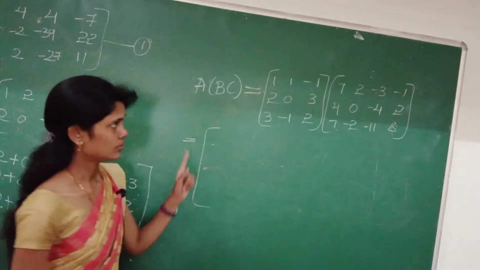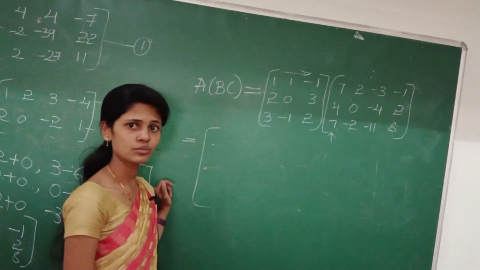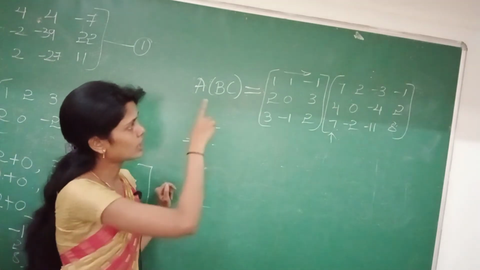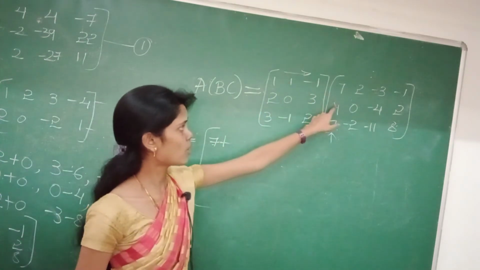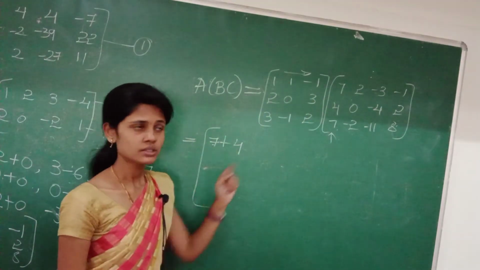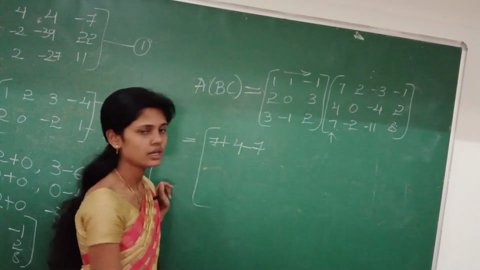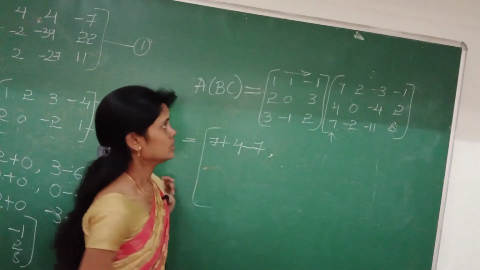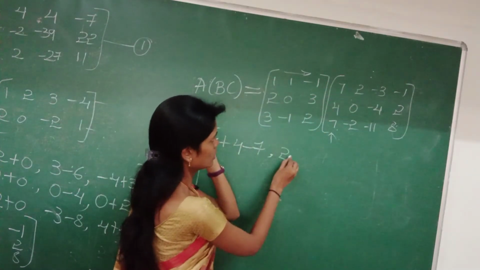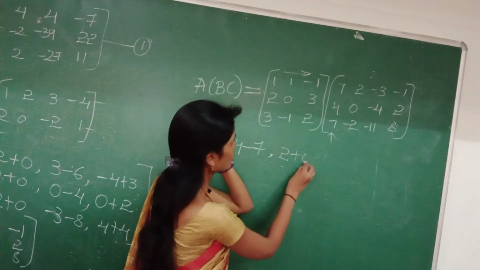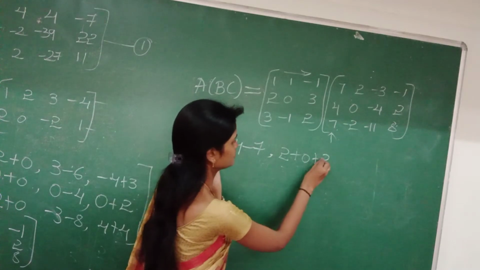So 1 into, see here, first row first column, multiplication must be first row into first column. 1 into 7, 7, plus 1 into 4, 4, plus minus 1 into 7 is minus 7. So minus 7, right? Then first row second column. 1 into 2 is 2, plus 1 into 0, 0, plus minus 1 into minus 2 it is plus 2. So plus 2.